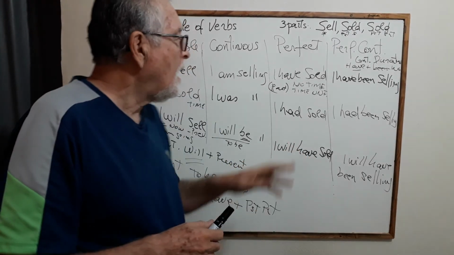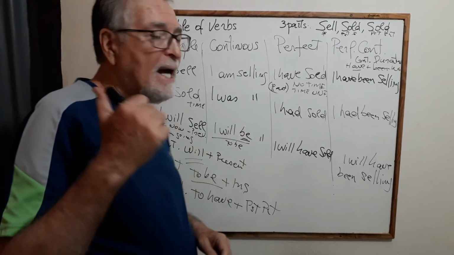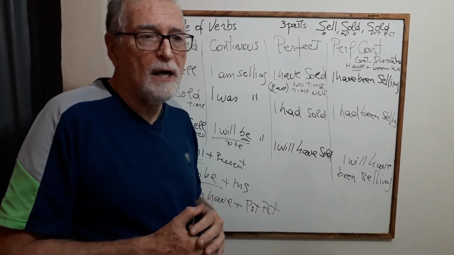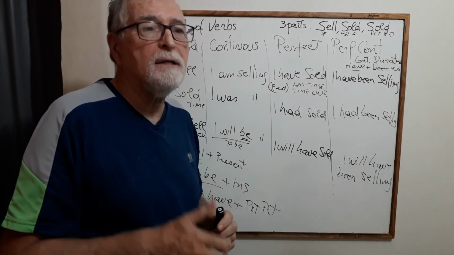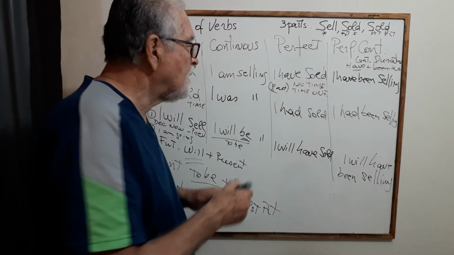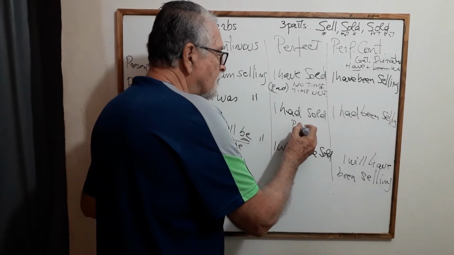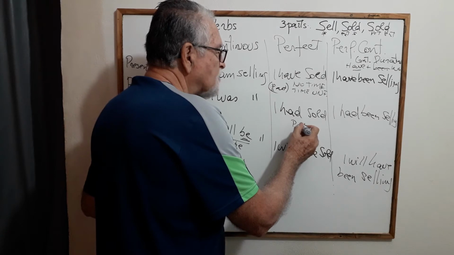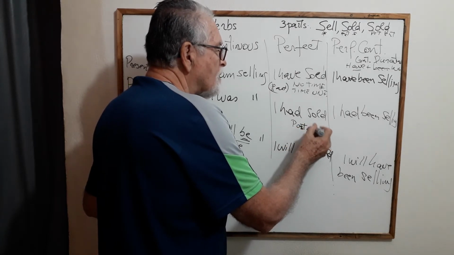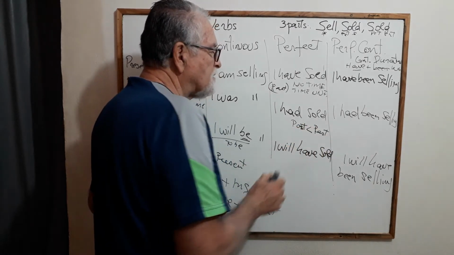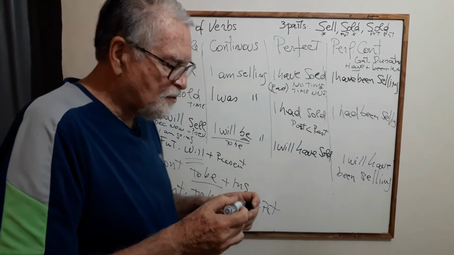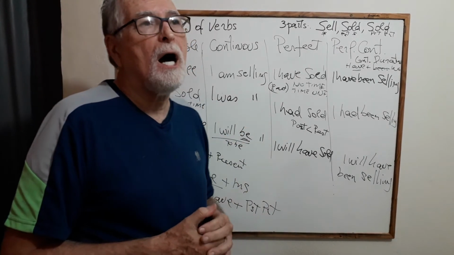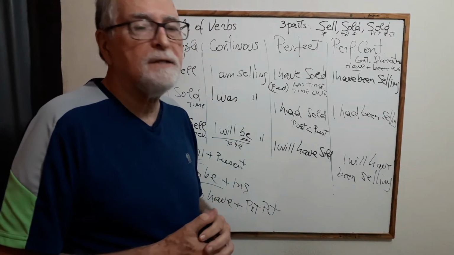Period. The past perfect: I had sold the potatoes in the market when... now I have to say one past before another past. One past before another past. I had sold potatoes when I was in the seminary.